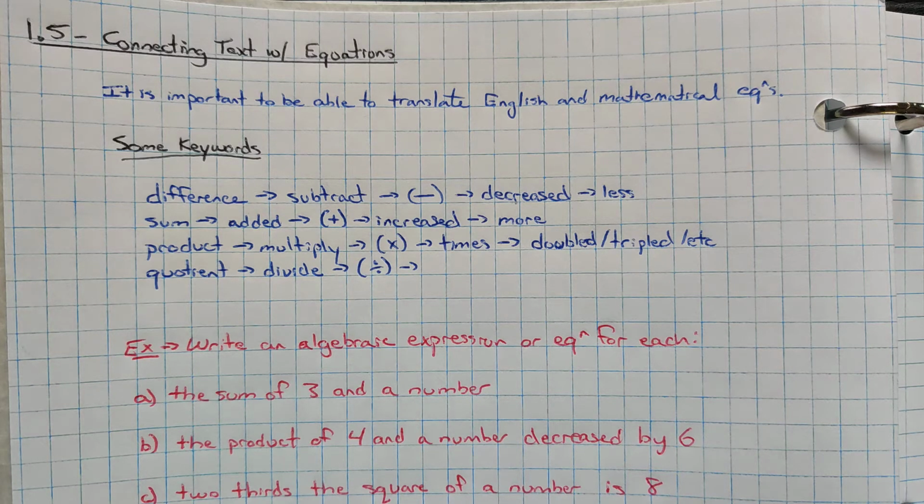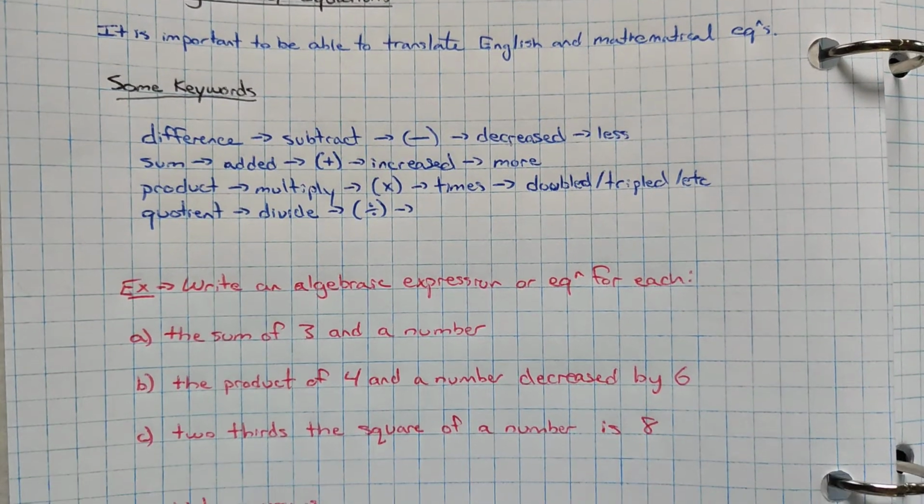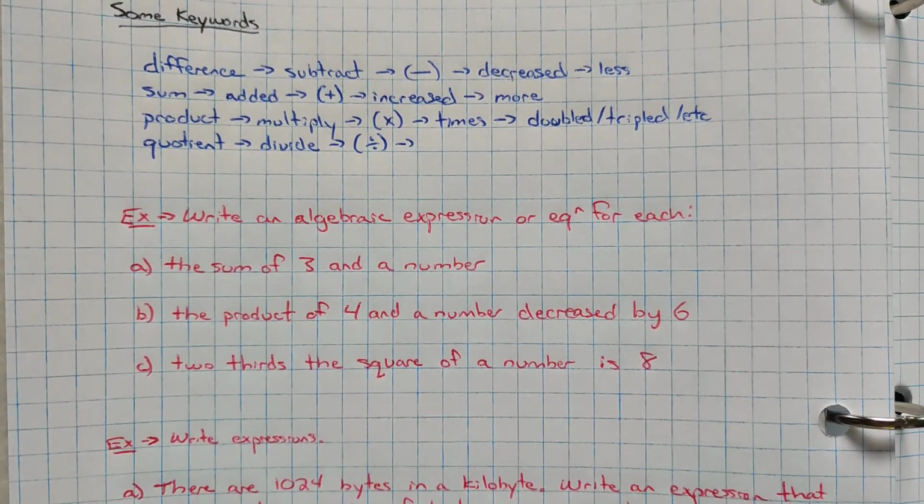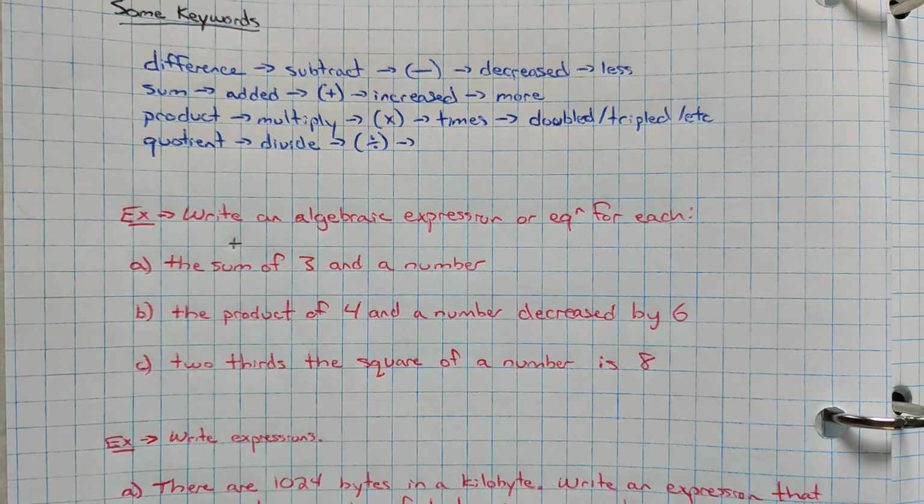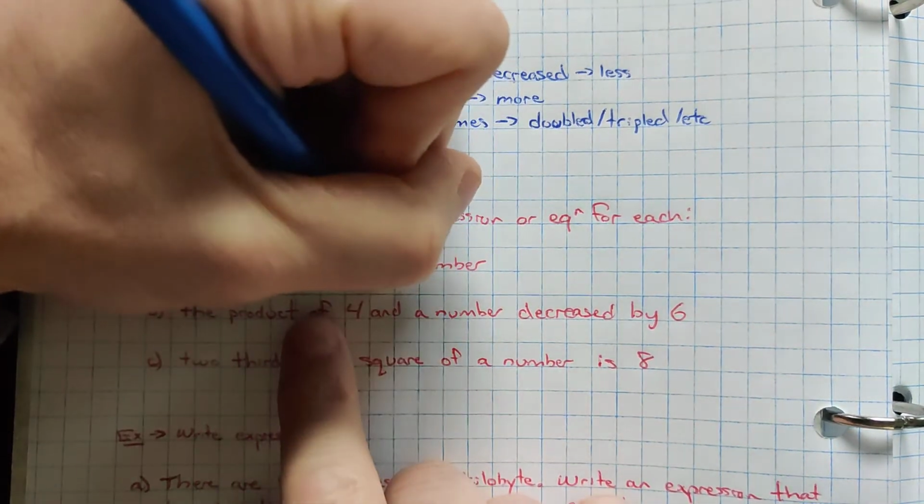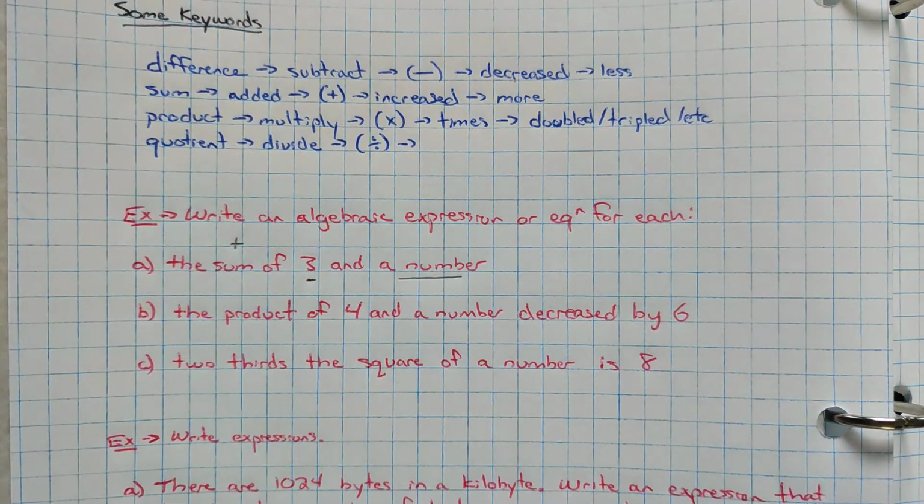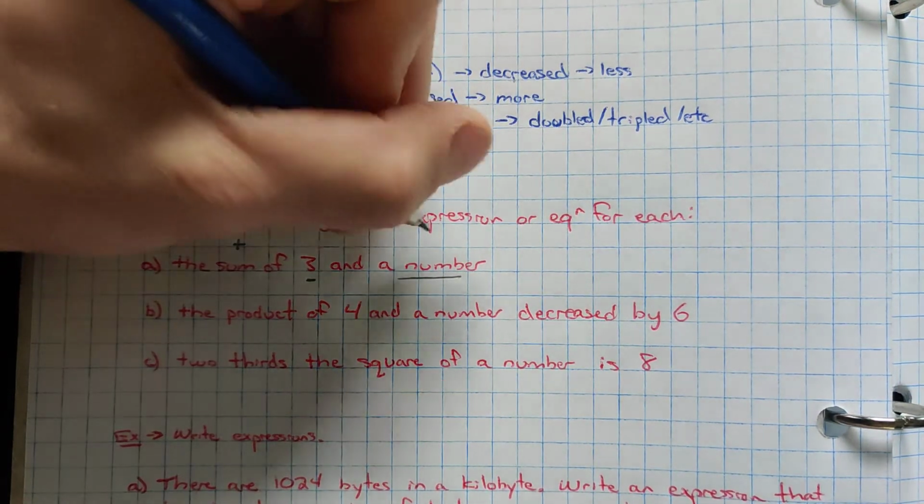So here's a couple examples to practice. Write an algebraic expression or equation for each. An expression does not have an equal sign. An equation has an equal sign. A, the sum of 3 and a number. Sum means we're looking at addition. And of 3 and a number, what number? Well, we don't know, so we're going to make it a variable.